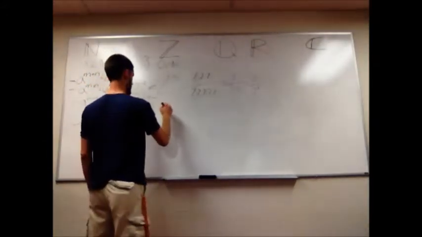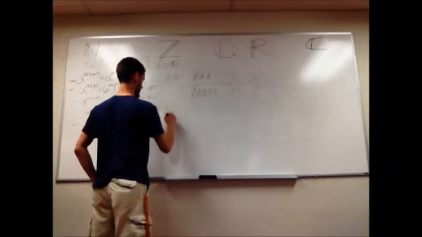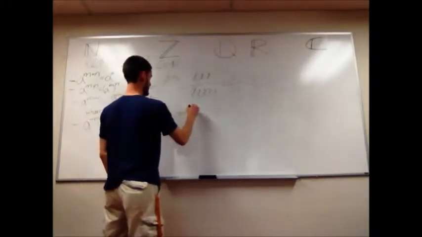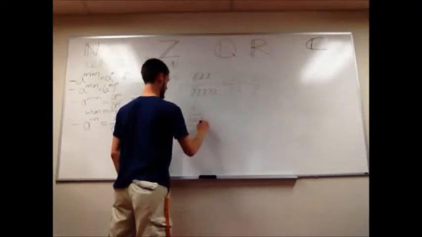Generally, we'll start with something like this. You can see it this way: 1 over a to the n is 1 over a multiplied n times.